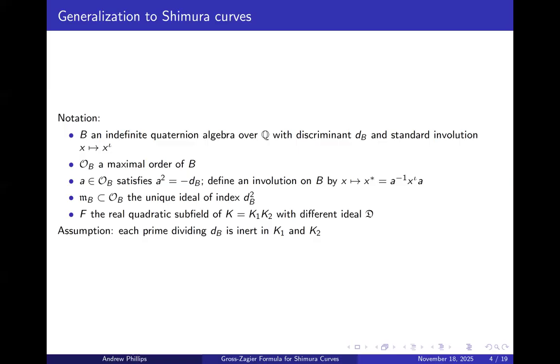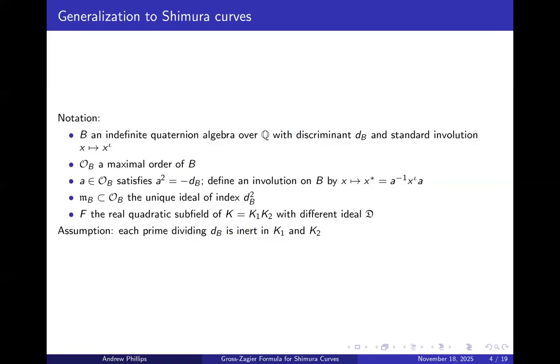Okay, and then we fix F to be the real quadratic subfield of this biquadratic extension. So you have K, then you have your two imaginary quadratic fields, and you have F in the middle here, the real quadratic subfield. And then let D be the different ideal for F.